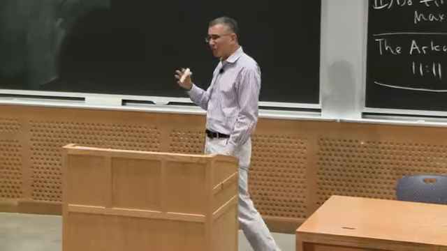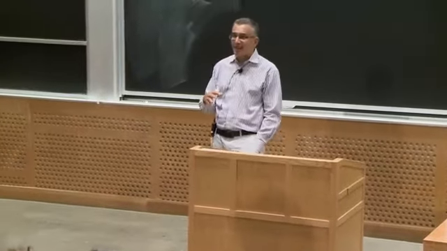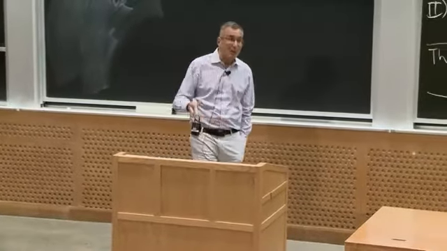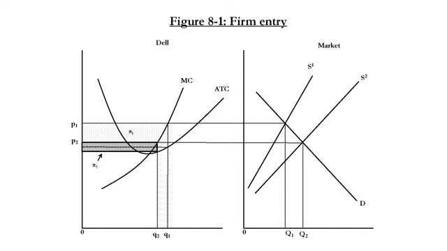You can already see why these are silly assumptions, and we'll talk about that later, but that's the kind of assumption we make in perfect competition. Okay? Now, in the left-hand side of figure 8.1, you have a firm's production decision. You have their marginal cost curve.